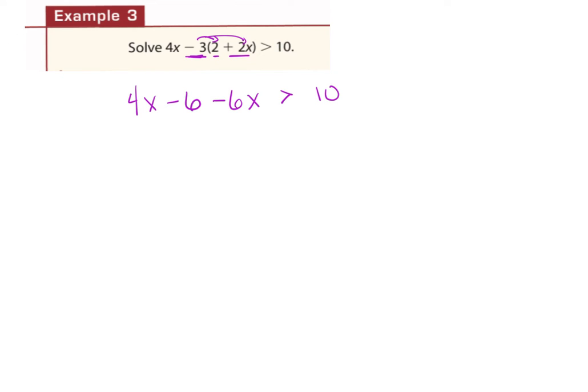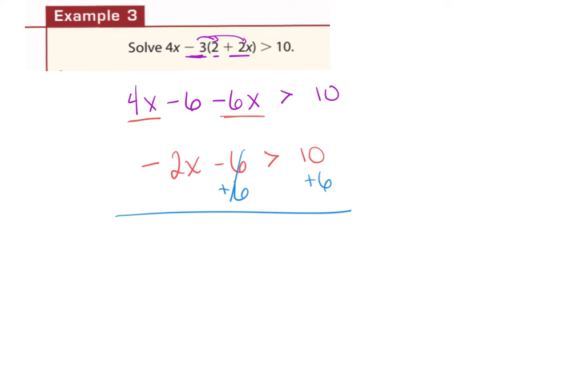If this were an equation, I would combine my like terms. I have a 4x and a negative 6x. So I have negative 2x minus 6 is greater than 10. My next step would be to add my 6. Add my 6 to both sides. Again, I haven't touched that greater than or equal to sign at this point, right?